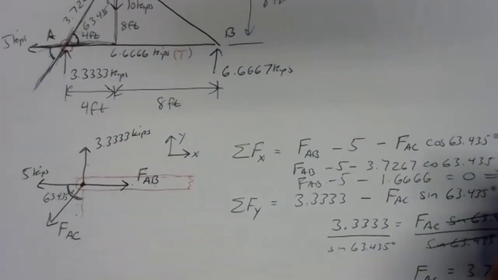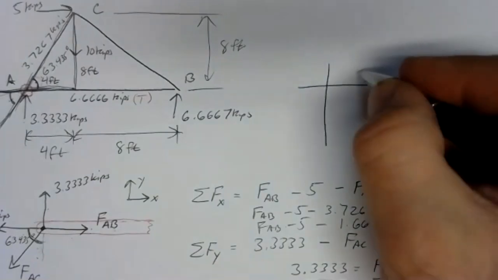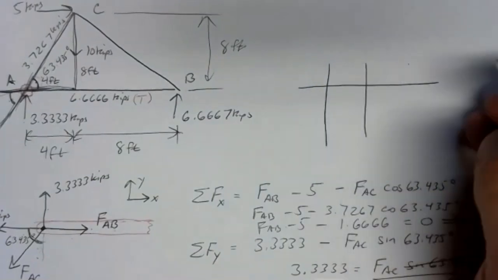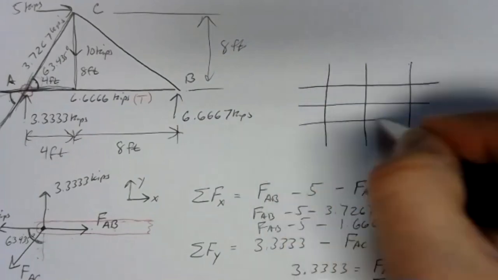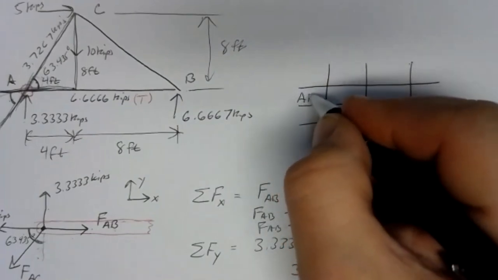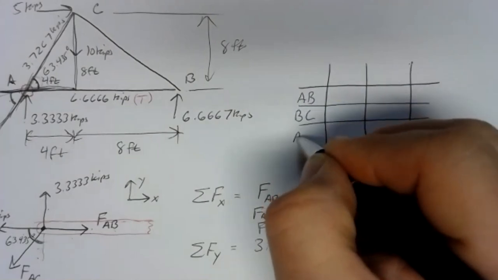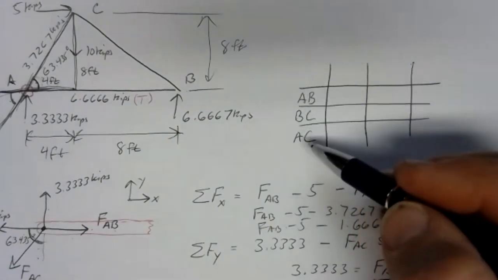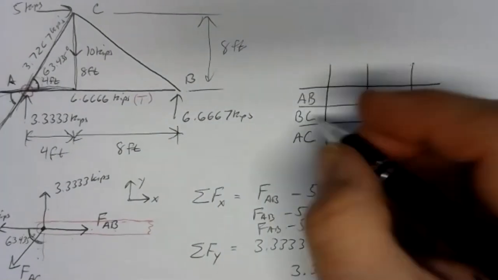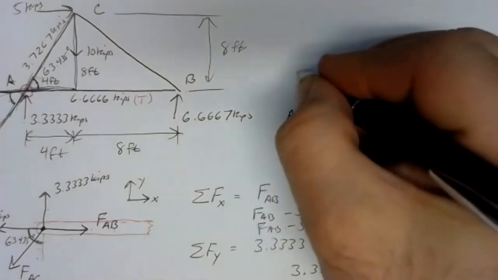And usually the way we do this is we'll draw a table. And this is what I'd encourage you to do on your homework assignments, things like that. We're going to have 3 rows in the table. We've got member AB, member BC, and member AC. And usually we try to do it in alphabetical order. So A, B, A, C, B, C. It's probably a better way to go. This would be the member.